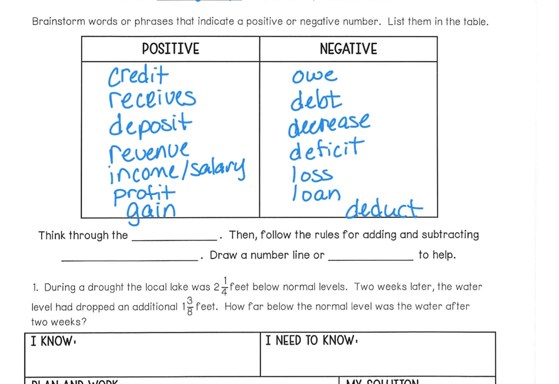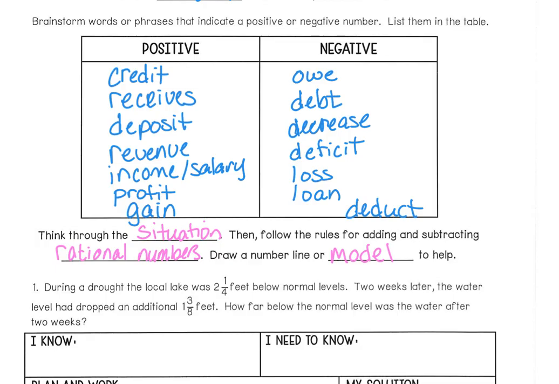It's not the only ones, but those are the main ones that we'll talk about and we'll use. Okay, so to solve these, you have to think through the situation. Then you're going to follow the rules for adding and subtracting rational numbers. You don't have to, but you can draw a number line or a model if that does help. Some people need the visuals. I'm a very visual learner. They need visuals to help them.